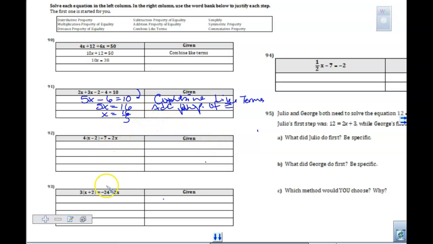My last step, if I'm looking at this, Dustin, would be what? What did we do to get from 5x equals 16 to x equals? So, divided both sides by 5, so that is going to be the division property of equality.